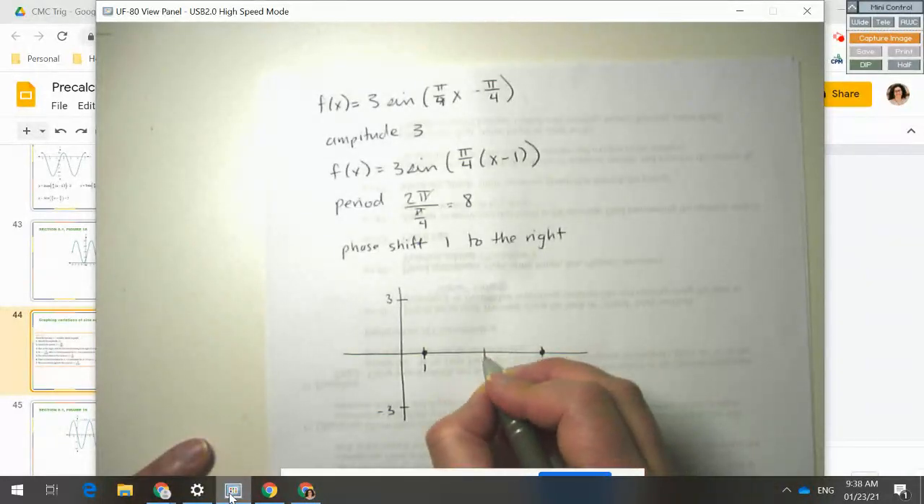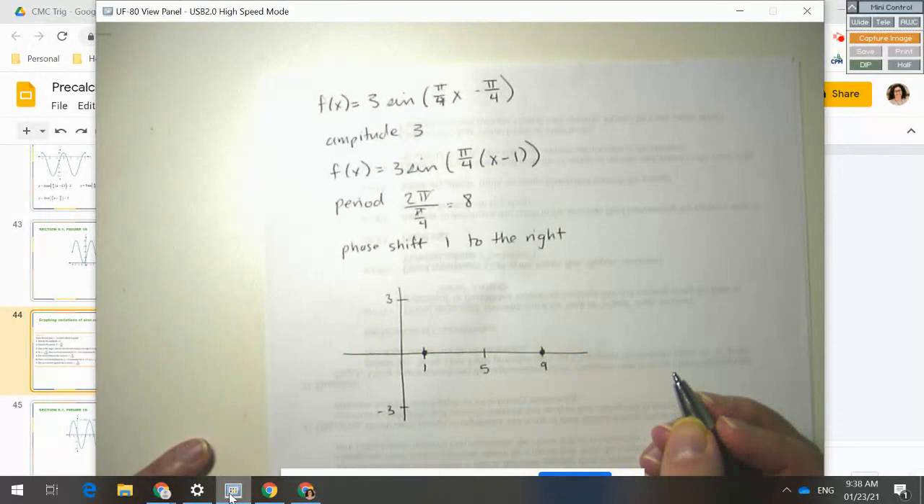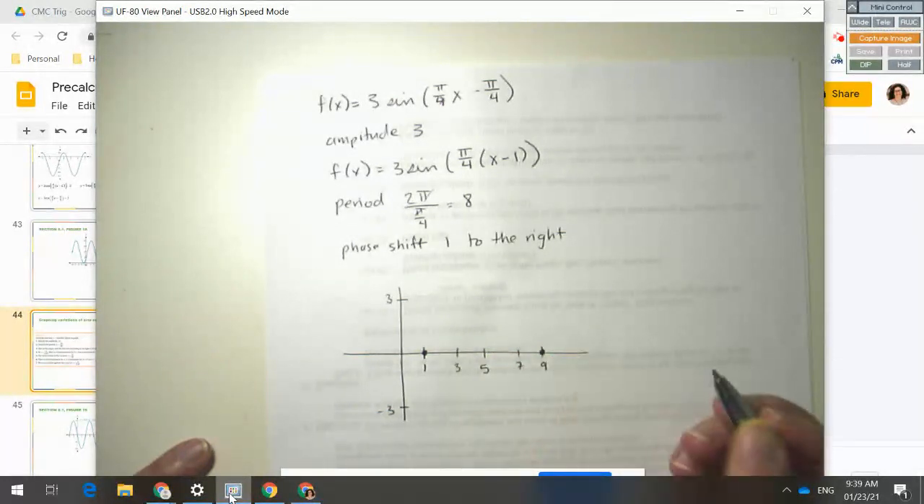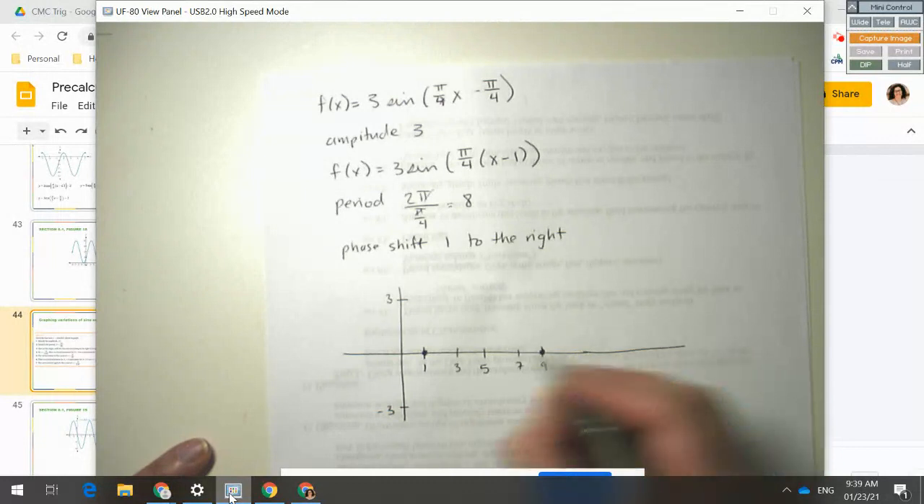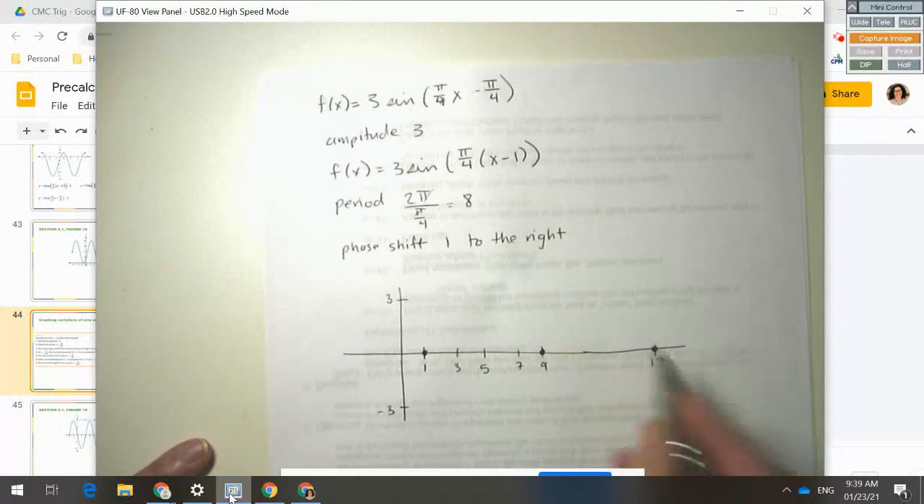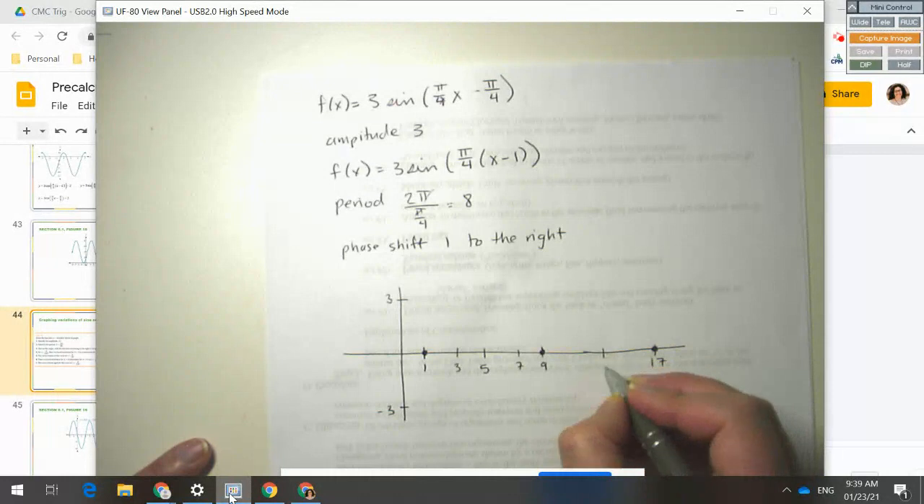And halfway between is going to be 5. And halfway between that's 3, and here's 7. If I wanted to do 2 periods, let's see, this is going to go all the way to 17. Right? 8 plus 9 is 17, and our period is 8. And halfway through, this is going to be 13, and 11, and 15.